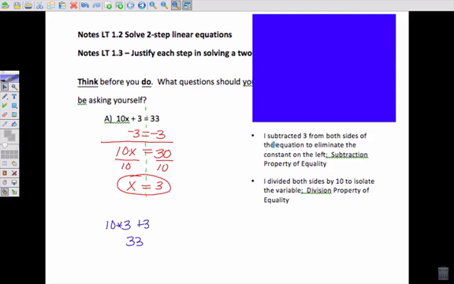So what I did, I subtracted 3 from both sides of the equation. Why? To eliminate the constant on the left. What allowed me to do that? The subtraction property of equality. And again, what I did next, I divided both sides by 10 to isolate the variable. Why? To isolate the variable. And what property allowed me to do that? The division property of equality.